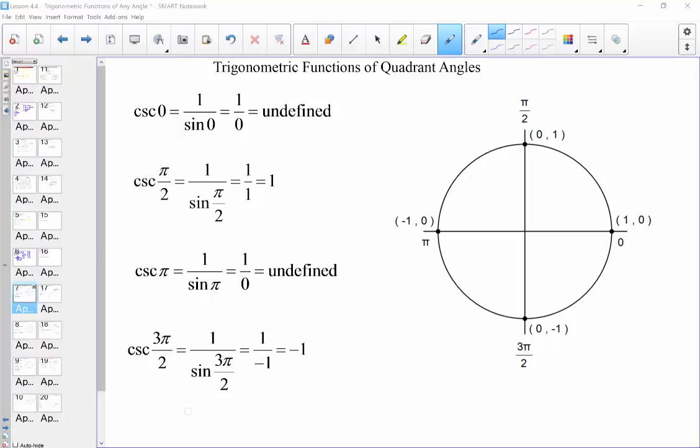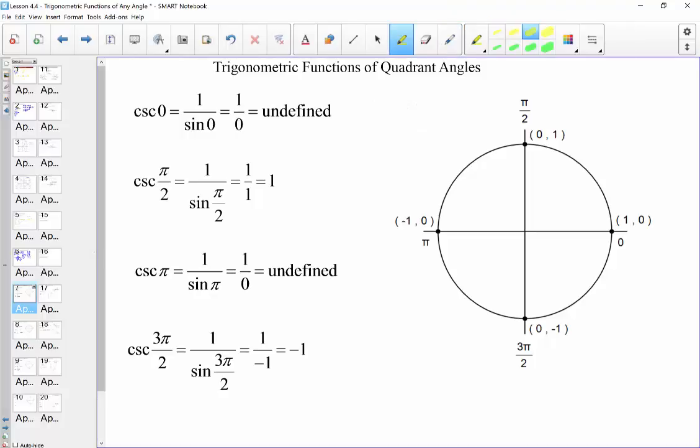In order to evaluate trigonometric functions of quadrant angles, we need to be familiar with the trigonometric identities we learned earlier. Also, recall that the cosine of theta equals the x-coordinate where angle theta intersects the unit circle, and that the sine of theta equals the y-coordinate where angle theta intersects the unit circle. Let's look at several examples.